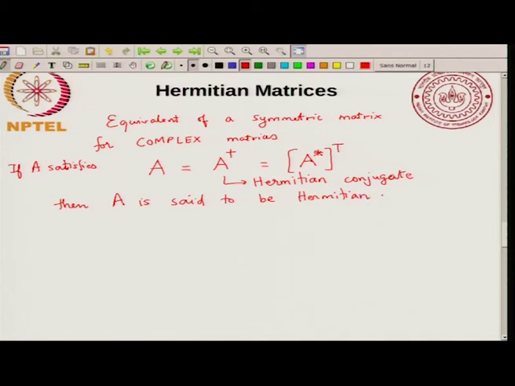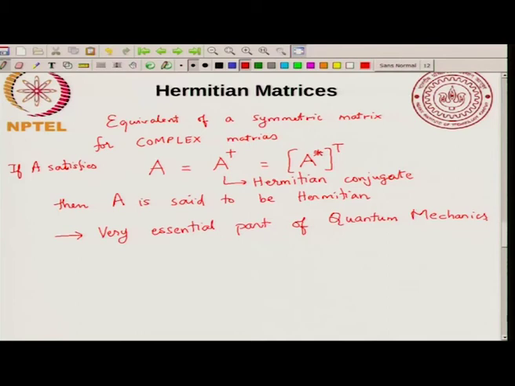Okay. So, you can clearly see that this is like a symmetric matrix. It is like a transpose, but you do not just stop at transpose, you also take a complex conjugate. Okay. So, it is like the equivalent of a symmetric matrix for a complex matrix. And Hermitian matrices are a very essential part of quantum mechanics. The Hermitian property of various operators is a very essential part of quantum mechanics.